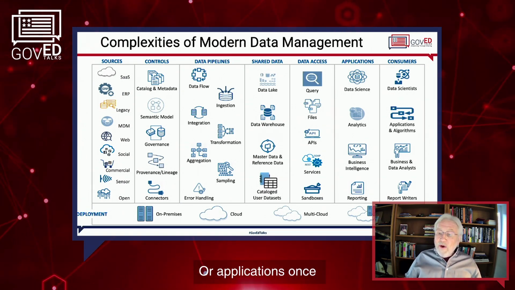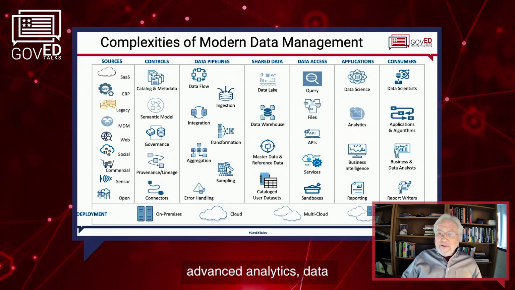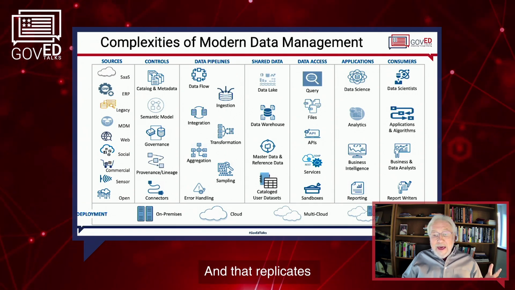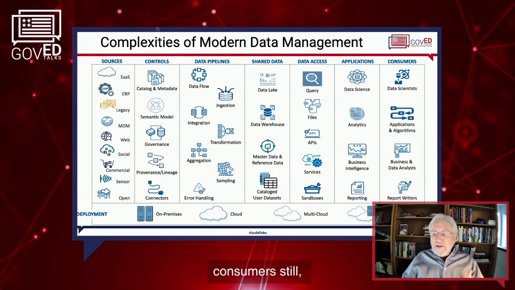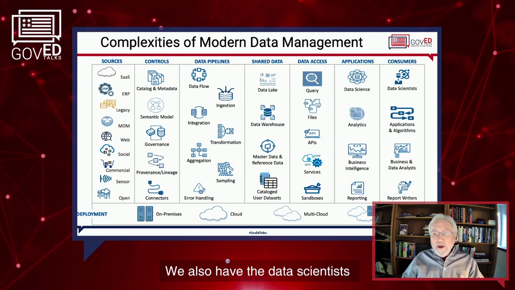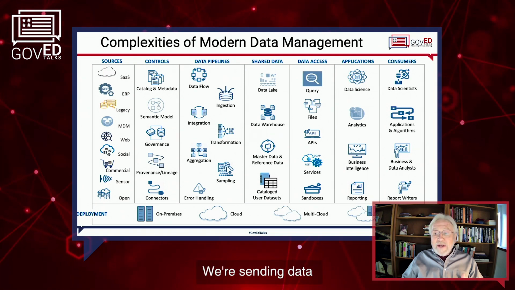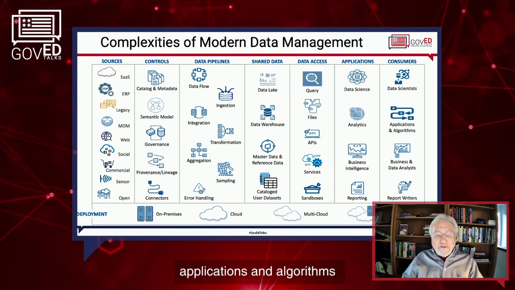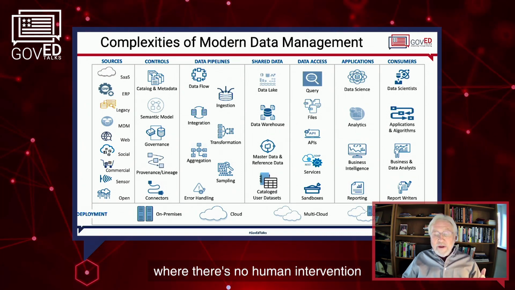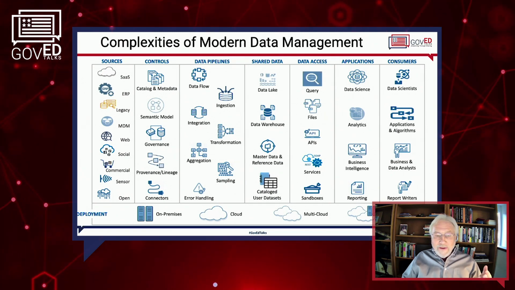Our applications, once as simple as BI and reporting, now include analytics, advanced analytics, data science, artificial intelligence, machine learning, and that replicates through to our data consumers. Still, we have the report writers and the business and data analysts, but we also have the data scientists, and not all of our data consumers are people anymore. We're sending data directly to applications and algorithms and doing automation kinds of things where there's no human intervention in our data consumers, our computer processes.